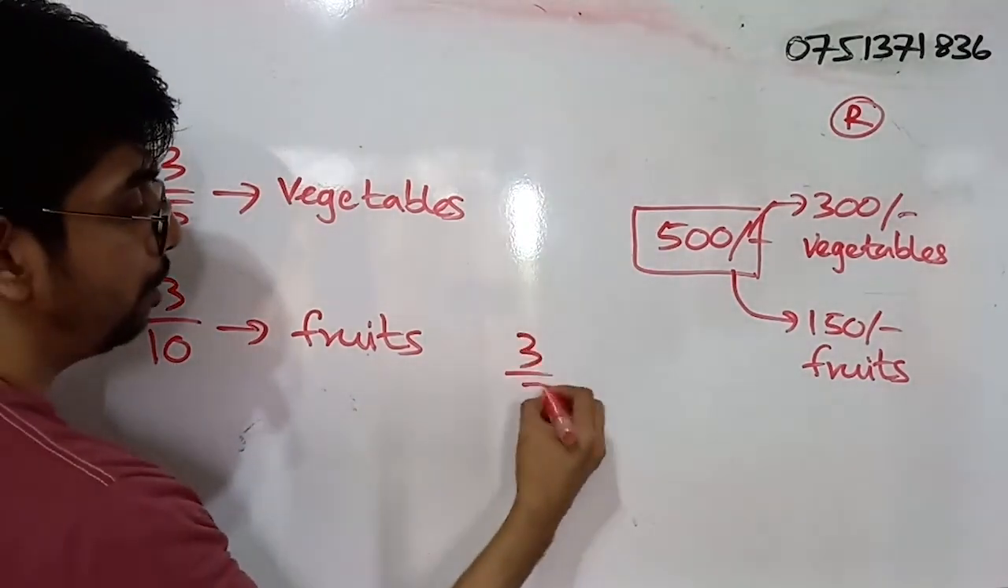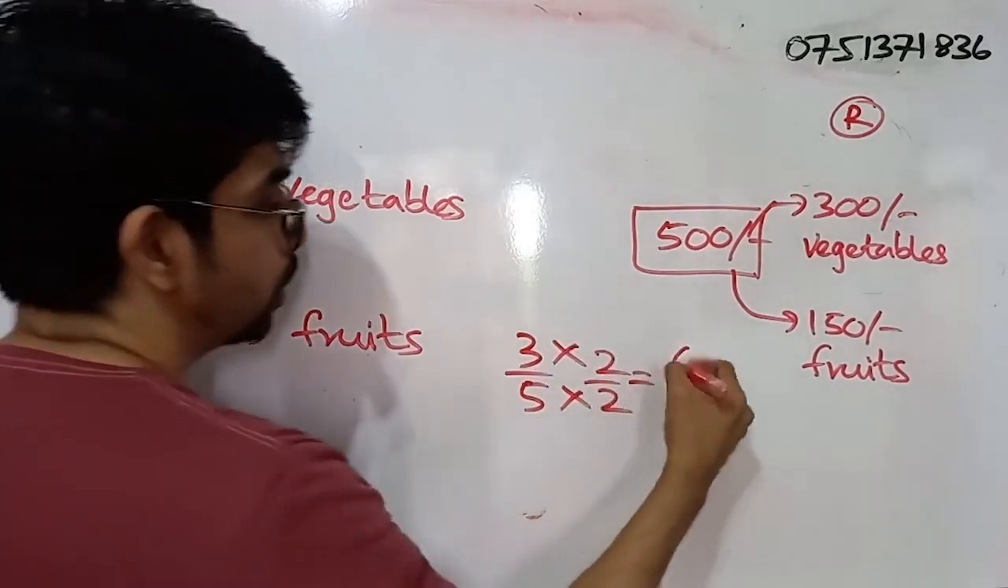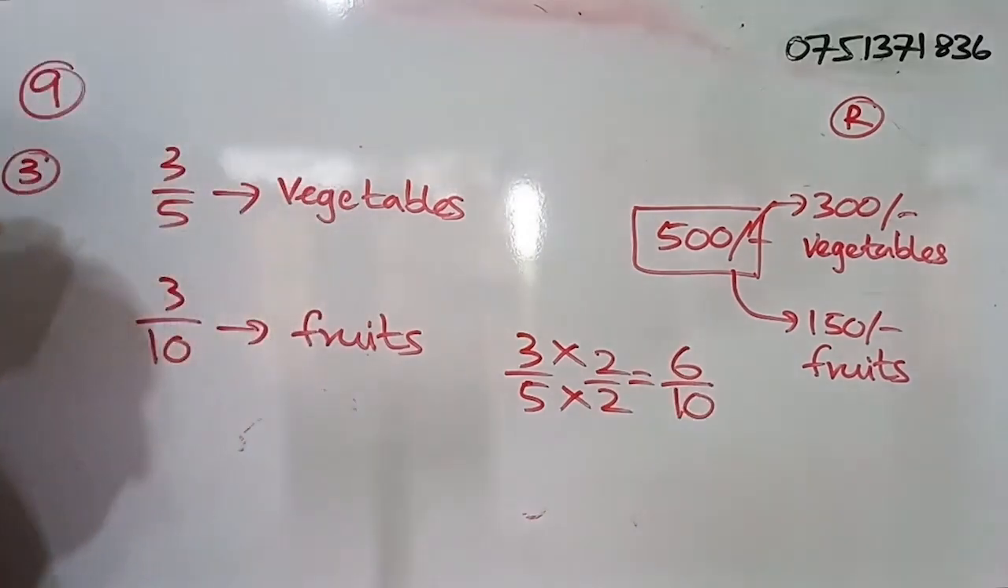Right? So 3 by 5, we have to multiply the denominator and the numerator by 2. So we get what? 6 by 10.